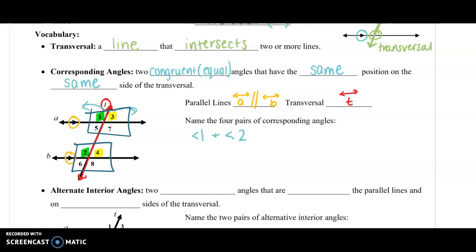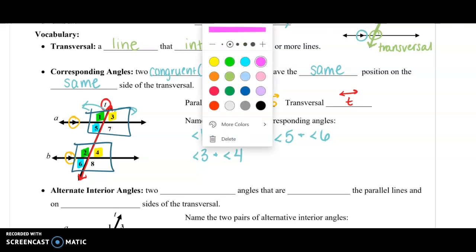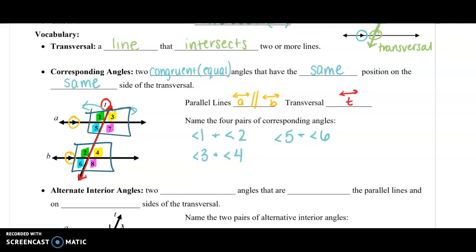Angle 3 is in the same spot as angle 4 in the other set. So angle 3 and angle 4 are a set of corresponding angles. Angle 6 and angle 5 are corresponding. Same spot. If you notice in those two different boxes, they're located in the same positions: bottom right-hand corner, bottom left-hand, upper right-hand, upper left-hand. And then the last one is angle 7 and angle 8, which would be corresponding. Okay, so that's corresponding angles.